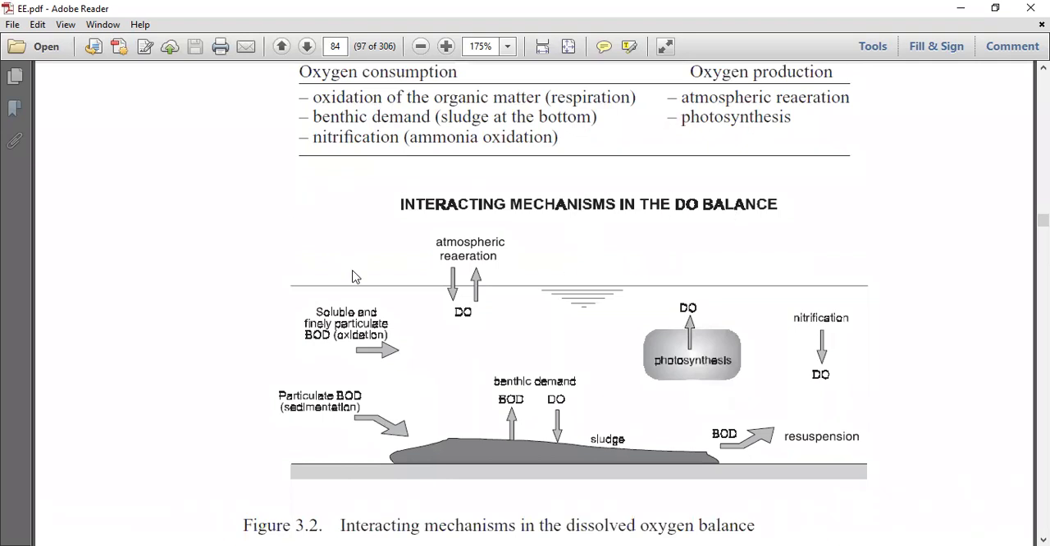Interacting mechanisms in the DO balance. So the atmospheric reaeration, solubility, and the final particulate BOD.